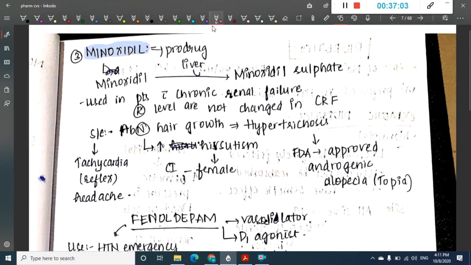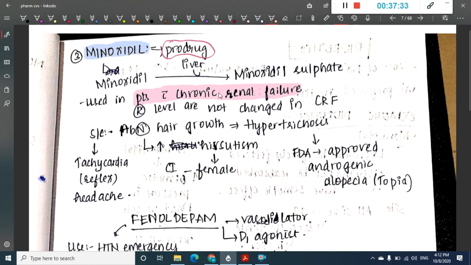This minoxidil is a prodrug. In the liver, minoxidil gets converted into minoxidil sulfate. This minoxidil is used in patients with chronic renal failure, because its levels are not changed in chronic renal failure.